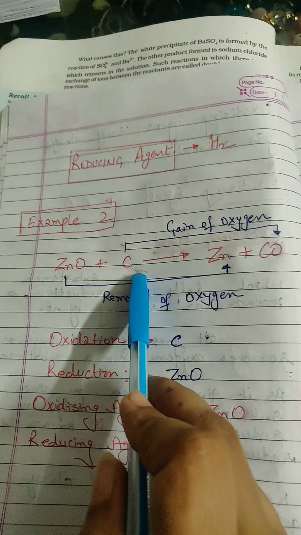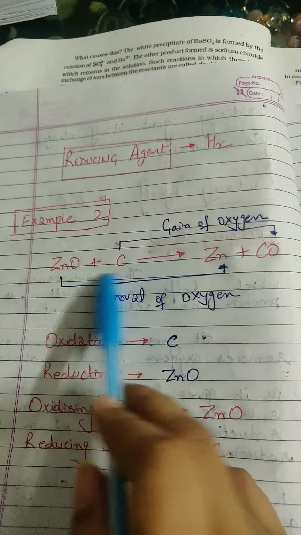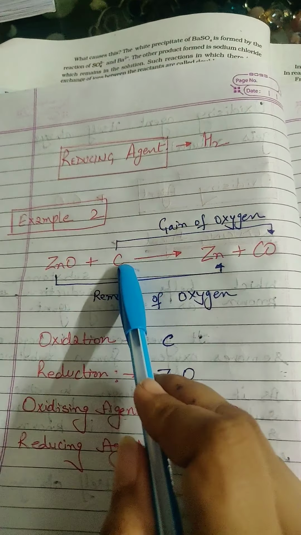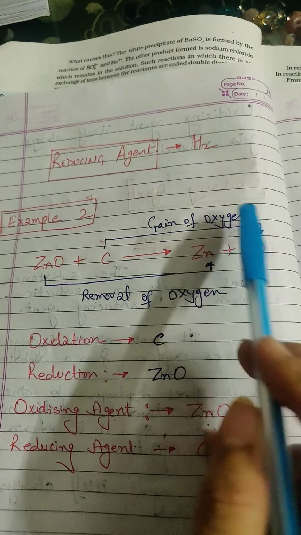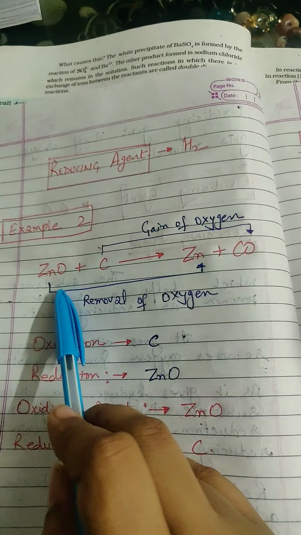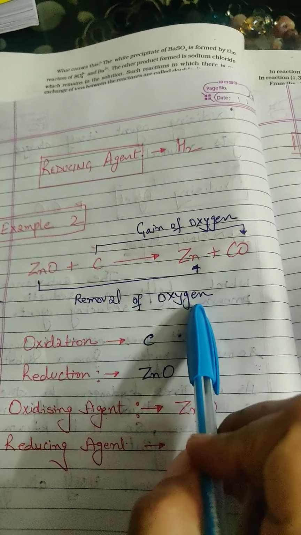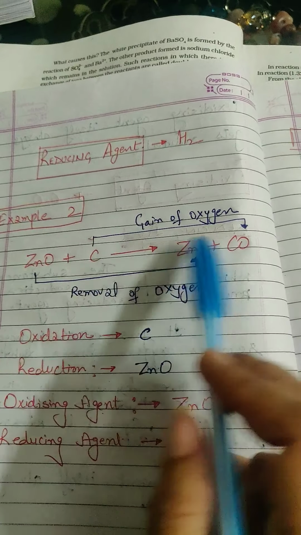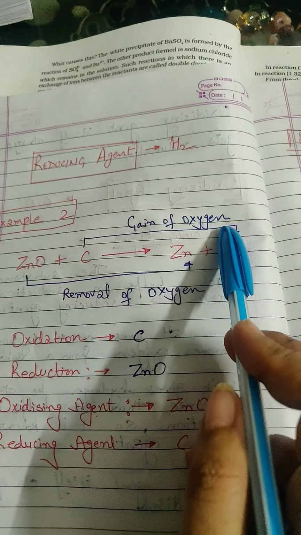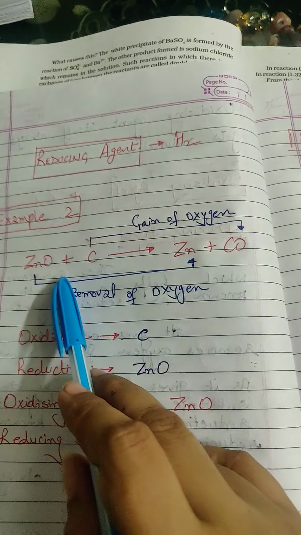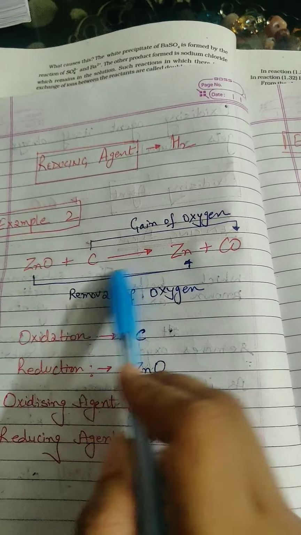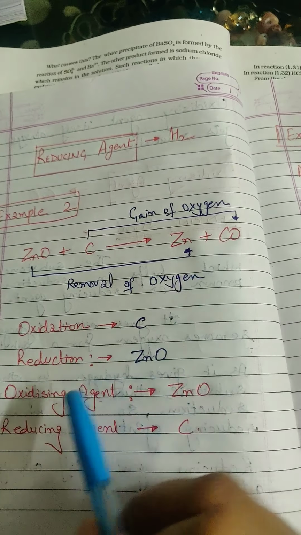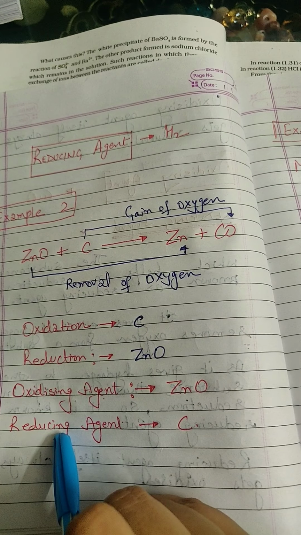Zinc oxide plus carbon react with each other to give zinc and carbon monoxide. Carbon is converted to carbon monoxide by gain of oxygen, and zinc oxide is converted to zinc by removal of oxygen. So oxidation is shown by carbon as it is showing gain of oxygen, and reduction is shown by zinc oxide as it is showing removal of oxygen. Now let's find out the oxidizing agent and reducing agent.